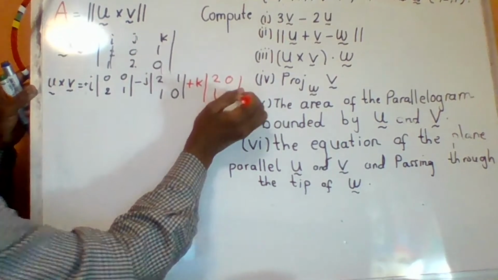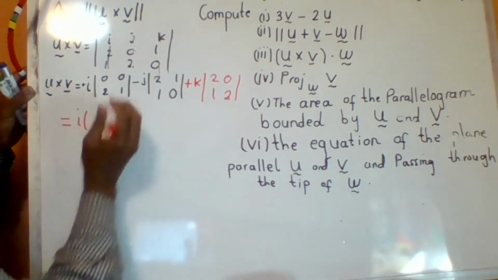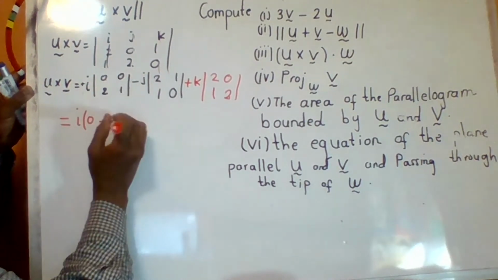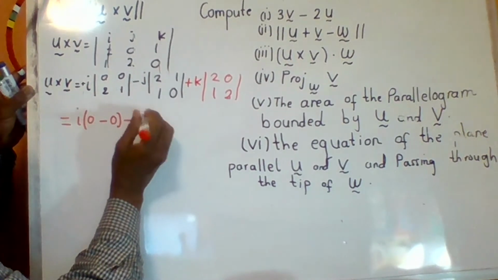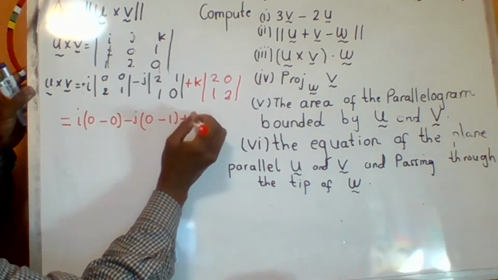Now for the last one, for the K. For K, it's going to be plus K. K means I don't need this, I don't need this. So it's going to be 2, 1, 0, 2.